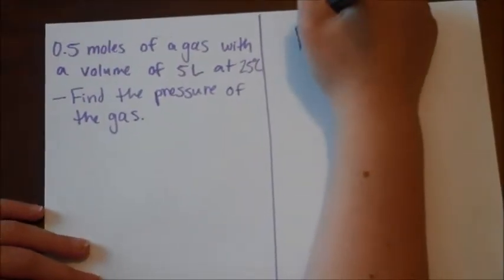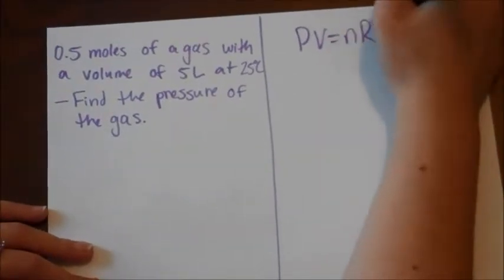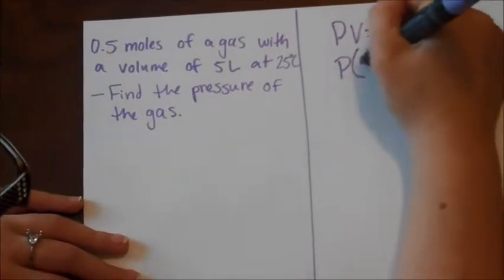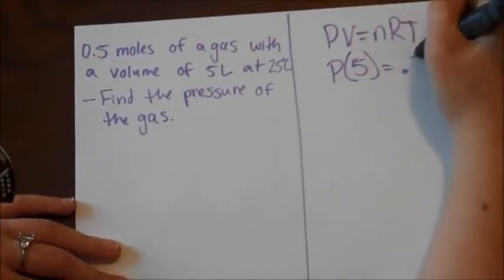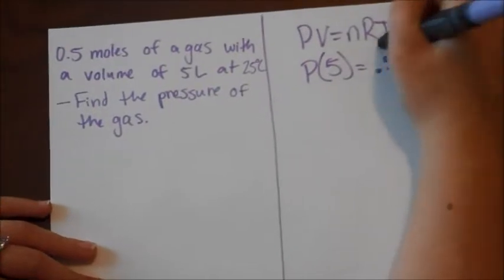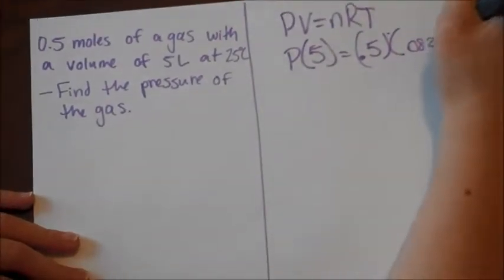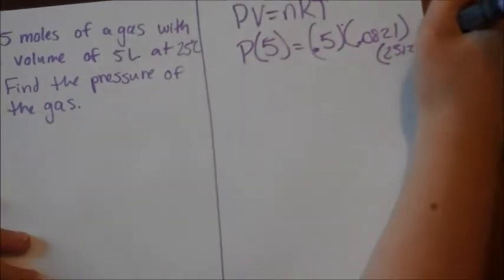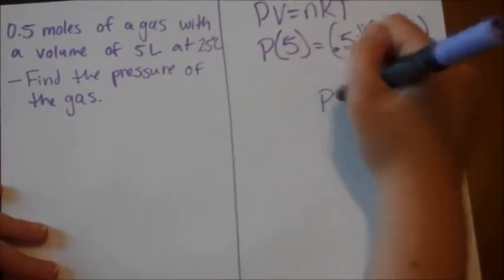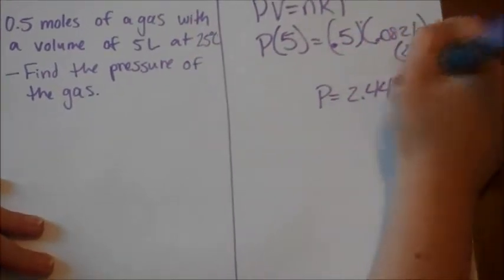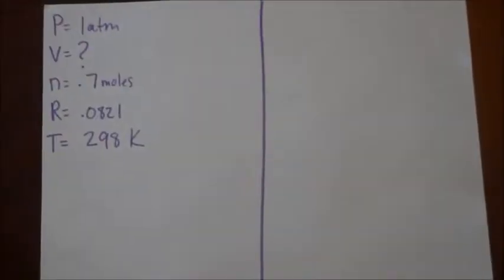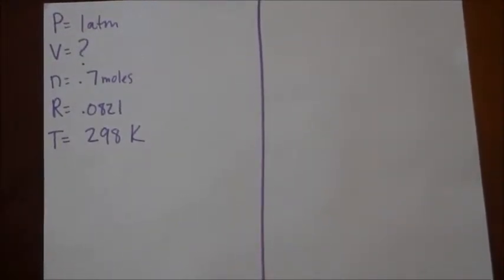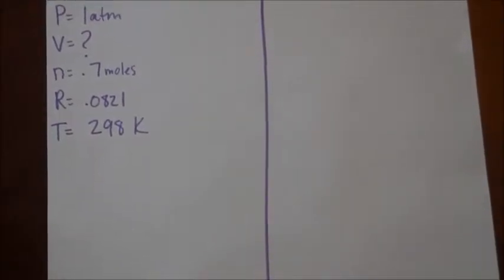So all you have to do is use the PV equals nRT equation. P is our variable, we don't know what that is. We put 5 for volume, put 0.5 for moles, we put 0.0821 for the constant, and then 25 plus 273 for the temperature, which gives P equals 2.44 atm.